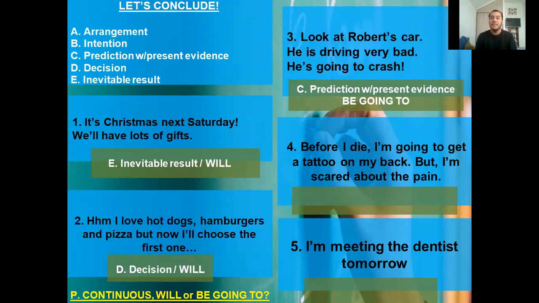That is important. Number 4, before I die, I'm going to get a tattoo on my back, but I'm scared about the pain, right? That example is an intention. It is not probable to happen 100%. So for that reason, you use be going to. And finally, number 5 says, I'm meeting the dentist tomorrow. That is the typical example of an arrangement, a plan that you are going to have in the future. And for that reason, you use the present continuous. So there you have pending activity number 1.